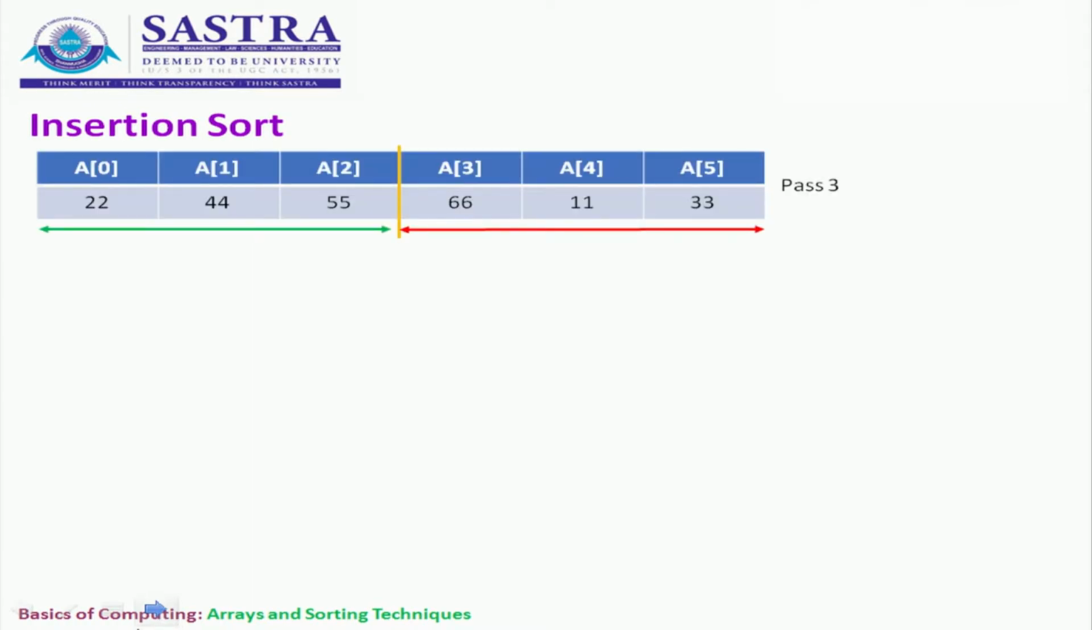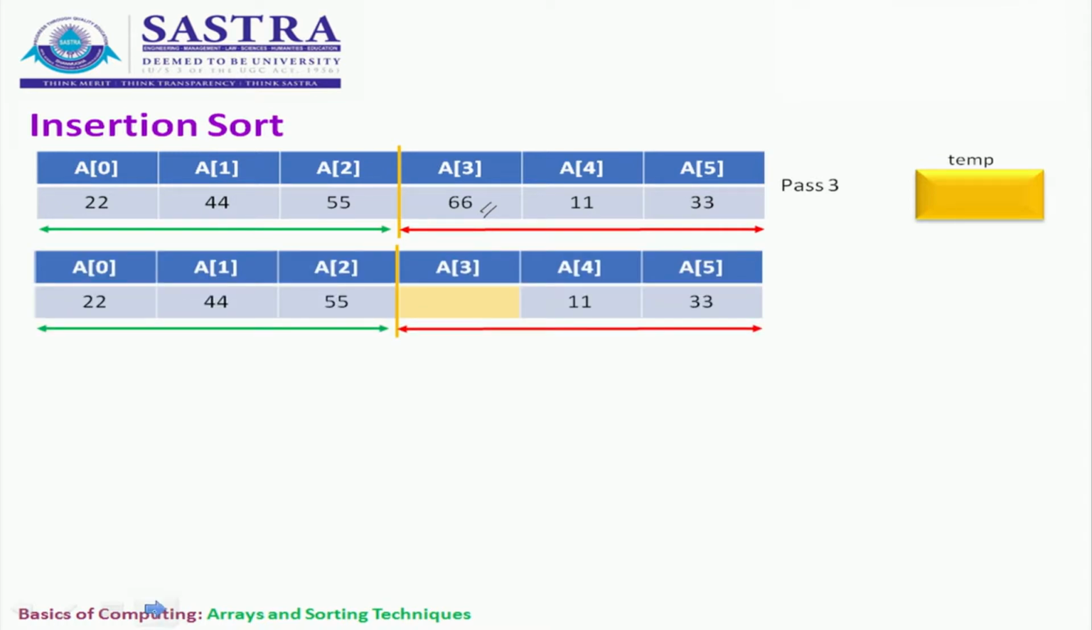So this is pass 3 for you. In pass 3, the input is: the first 3 are already in sorted order, and the next 3 elements are in unsorted order. Then we have to introduce again the temporary variable, and in the temporary variable, the first element of the unsorted array has to be removed and placed, and then this temporary variable must be compared with all the elements of the sorted sublist. So starting from a of 2, moving towards a of 0, we are comparing whether a of 2 is greater than temp.